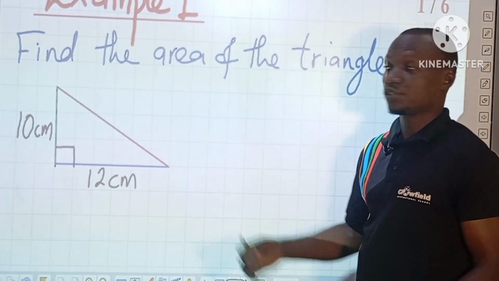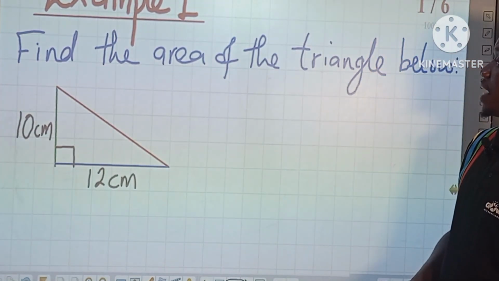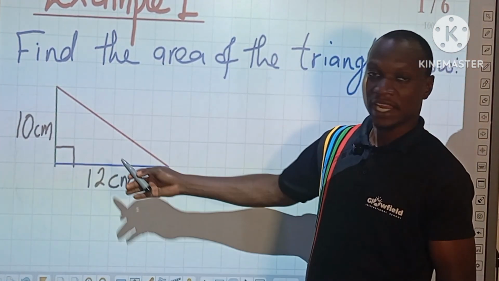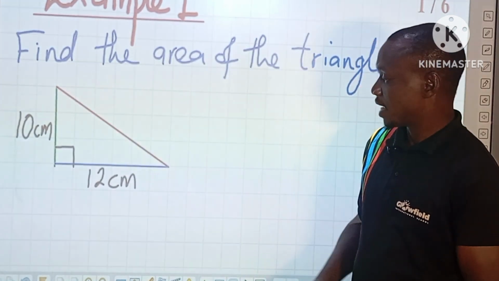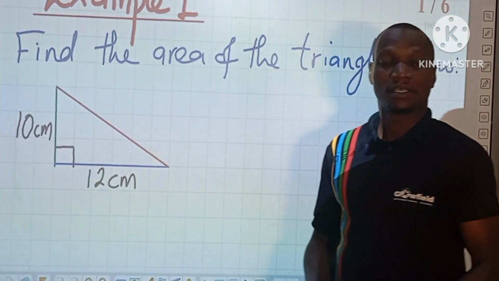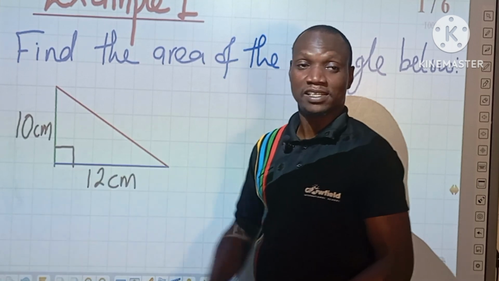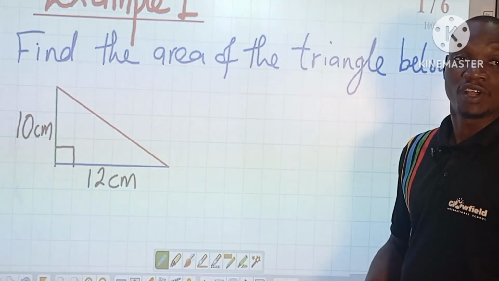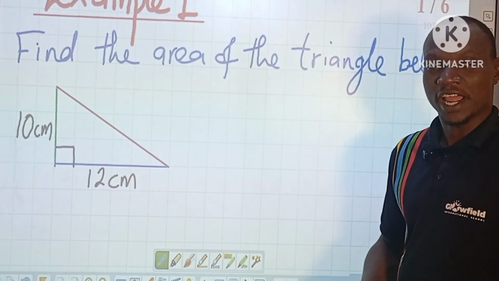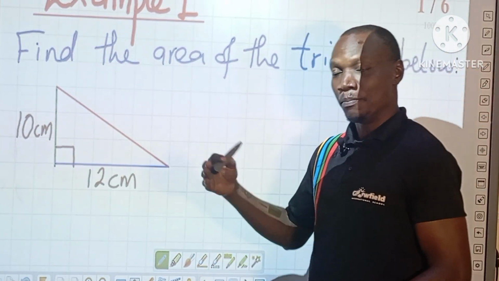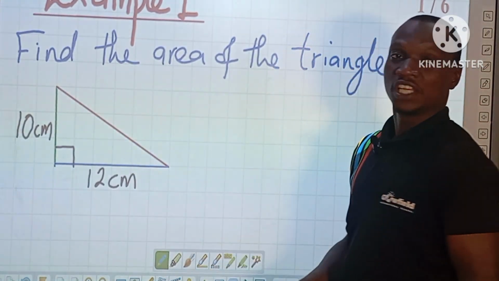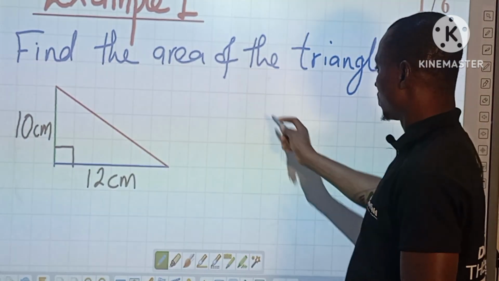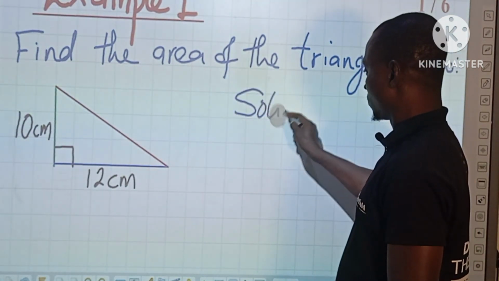In our first example today, we are asked to look for the area of the triangle below. By looking at this triangle, we discover it has a base of 12 centimeters and a height of 10 centimeters. As we said before, the formula for calculating the area of a triangle is half base times height. Simply put, it will be base times height divided by 2. Let's go further to solve this.